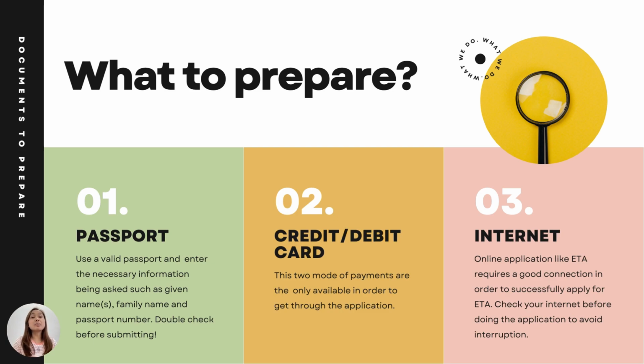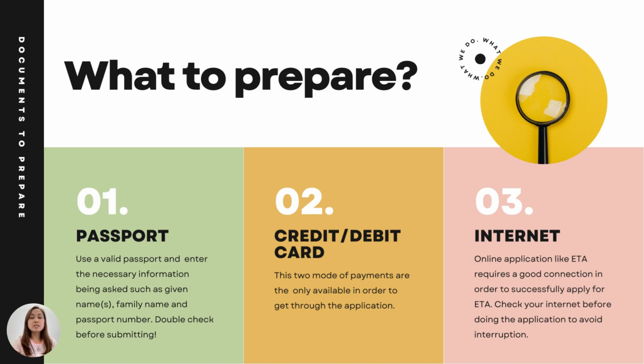So what do you need to prepare in order to successfully apply for ETA? First, you have to have a valid passport for sure, and during the process you have to put in your passport number, your names, the expiration date, the issue date, and so forth. Number two, you need a credit card or a debit card. I'm not sure about other cards, but when I applied for ETA, I used my husband's credit card, so it went through, which is good. You only need to pay $7 Canadian dollars.